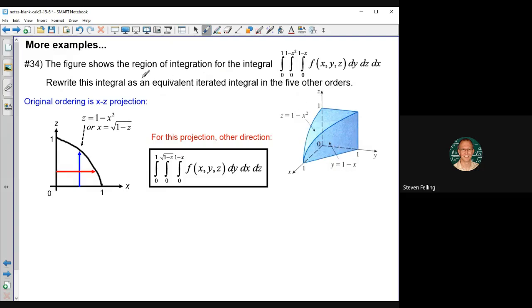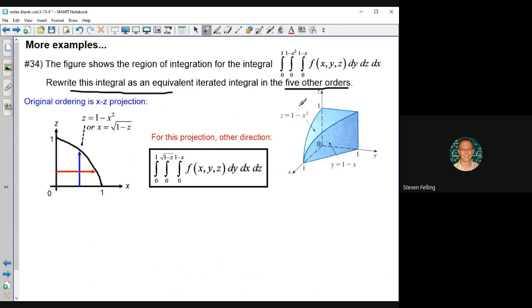It showed, and we want to show the region of integration for this integral right here, 0 to 1, 0 to 1 minus x squared, 0 to 1 minus x, of some integrand f of x, y, z, which is unspecified, in the order y, z, x. And we want to rewrite this integral in the 5 other orders, okay? So what would that look like if we just wanted to change the order of integration? We don't know the integrand, doesn't matter, we'll just leave it as f of x, y, z. But this is more complicated because one of the surfaces is curved.